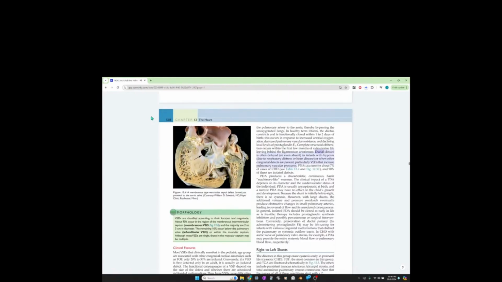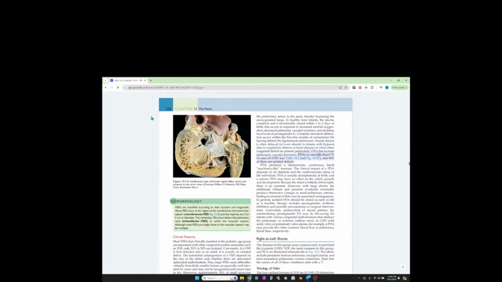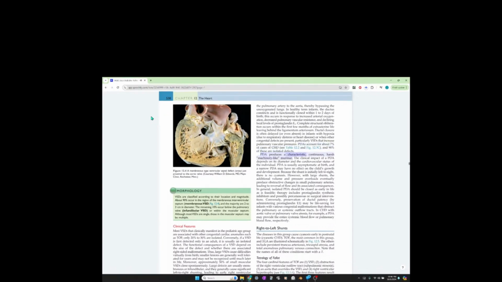Ductal closure is often delayed in infants with hypoxia or when other congenital defects are present, particularly VSDs that increase pulmonary vascular pressures. PDAs account for about 7% of cases of CHD, and 90% of these are isolated defects. PDA produces a characteristic, continuous, harsh machinery-like murmur.